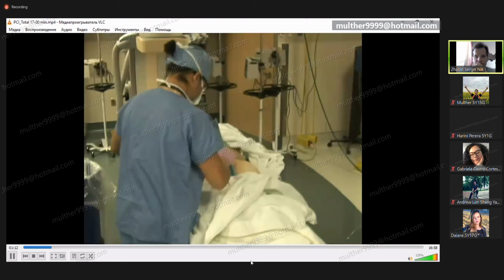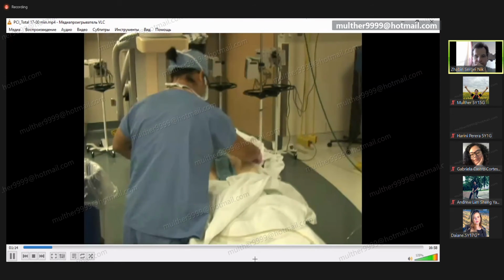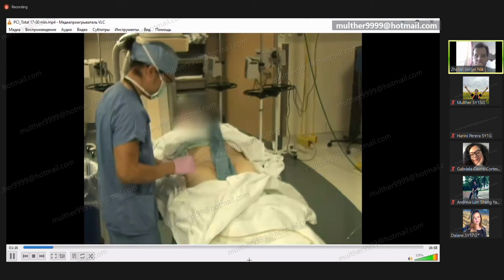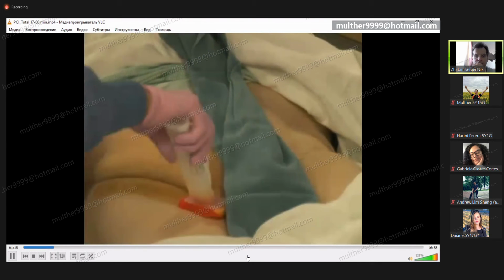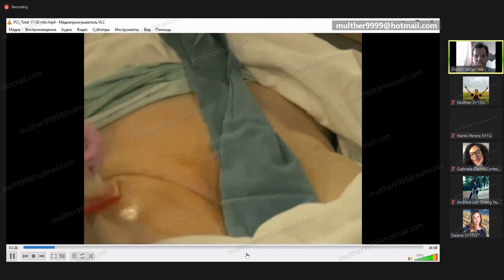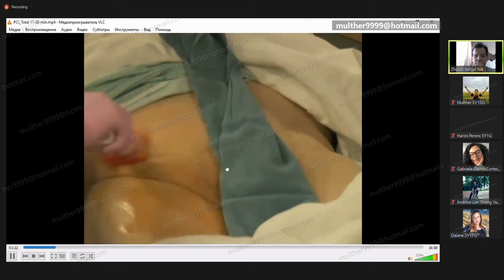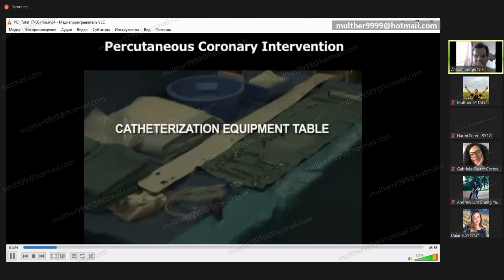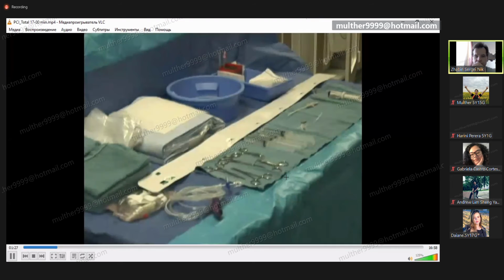The patient is placed supine on the catheterization table with both groins exposed. Hair is removed with a razor, and the areas are scrubbed and cleaned with a sterile soap solution. Also seen here is the equipment table, which holds all of the equipment necessary to perform diagnostic coronary angiography, including catheters, needles, wires, etc.